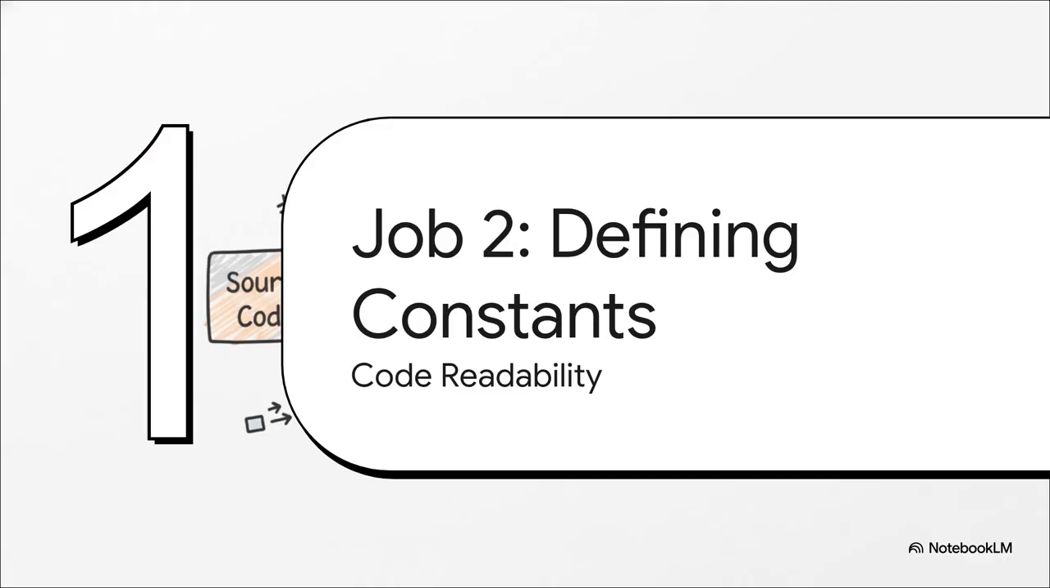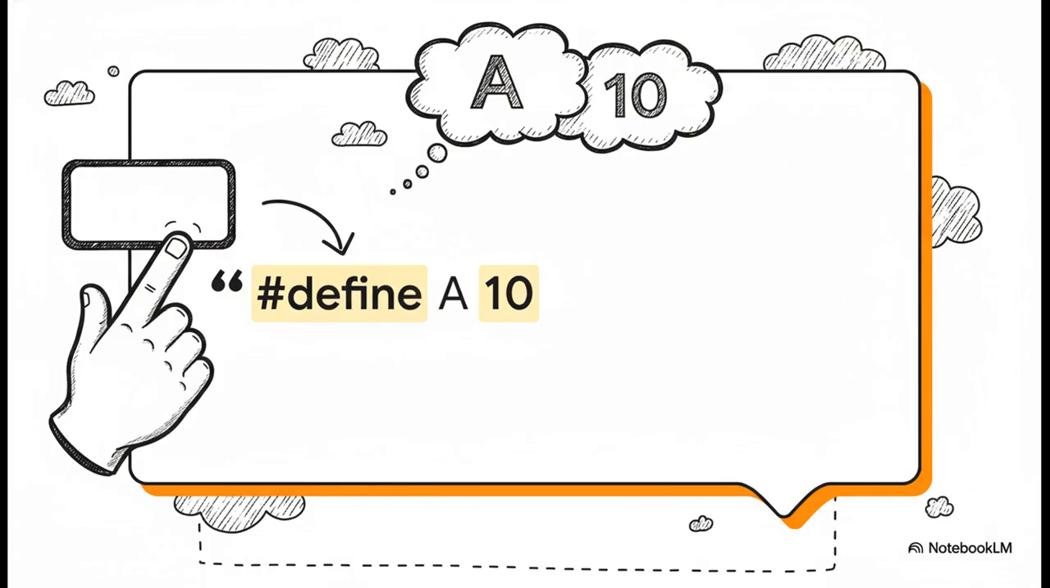All right, on to the second job, defining constants, or as they're more broadly known, macros. This is where the preprocessor really helps you make your code cleaner, way more readable, and a whole lot easier to update down the line. Here's the define directive in its most basic form. What we're doing here is telling the preprocessor, hey, from now on, anytime you see the letter A in this file, I want you to just replace it with the number 10. It's kind of like giving a nickname to a value.